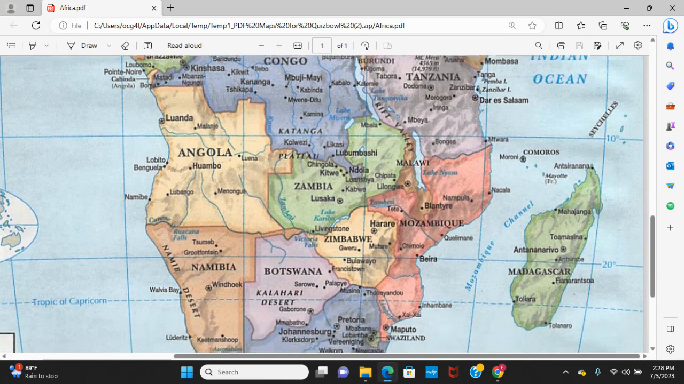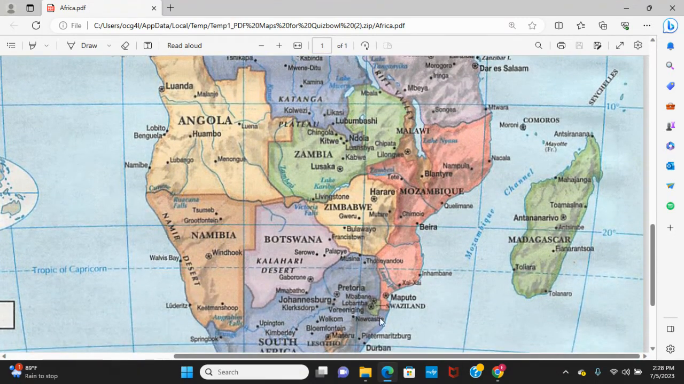Mozambique's capital is down in its south, actually south of the Limpopo River, which is one of the most important rivers along with the Orange in South Africa. But there's the Limpopo, and its capital is Maputo.